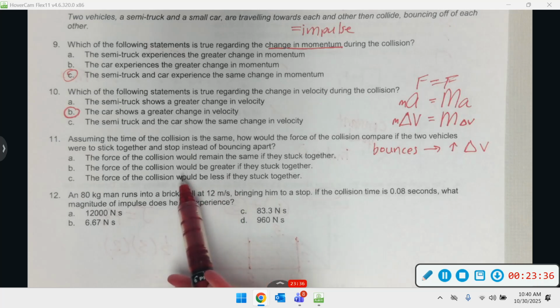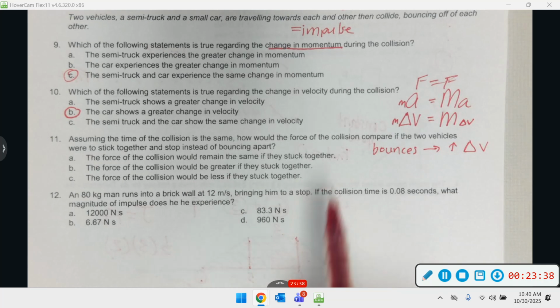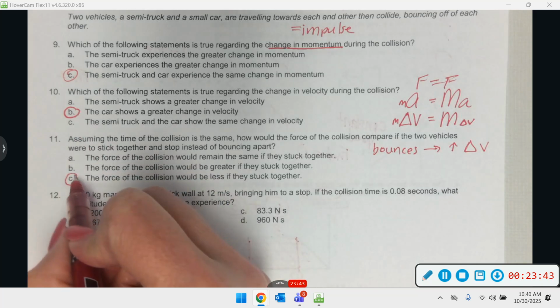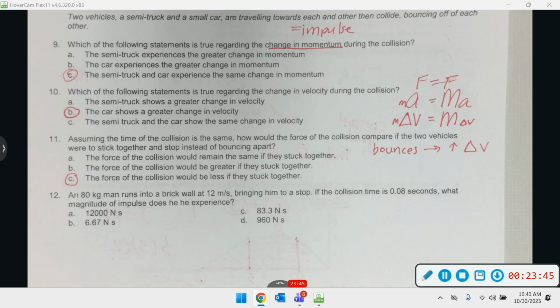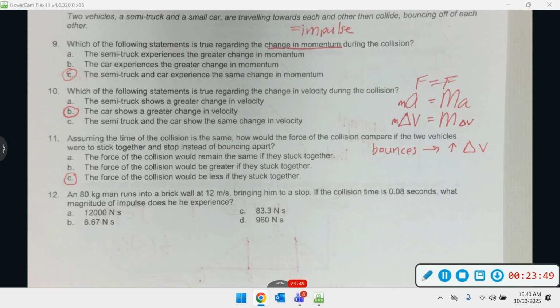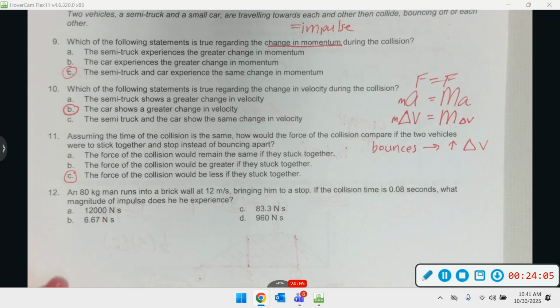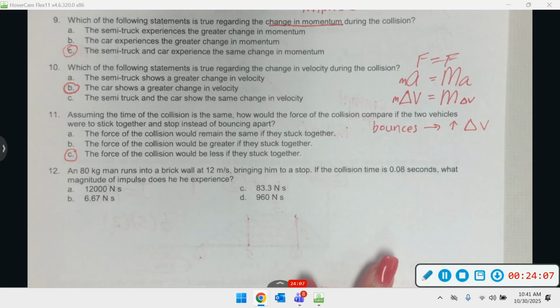So let's see. If they stuck together, on the other hand, it would be less. So the force of the collision would be less if they stuck together. It's more when they bounce. It's less when they stick. So number 11 should be C, and 60% of you got that one right. Again, if you need to go back and look at it again, it's in your notes. Go look at it again, or just make a note right now. Okay, if it bounces, that's more force. It's also more impulse because it's more force, assuming the time's the same, which it says here, assuming the time is the same. So the collision would be less. All right, number 12.